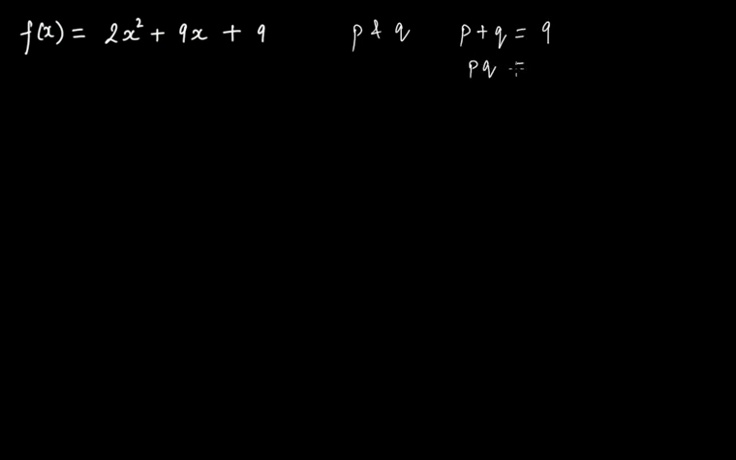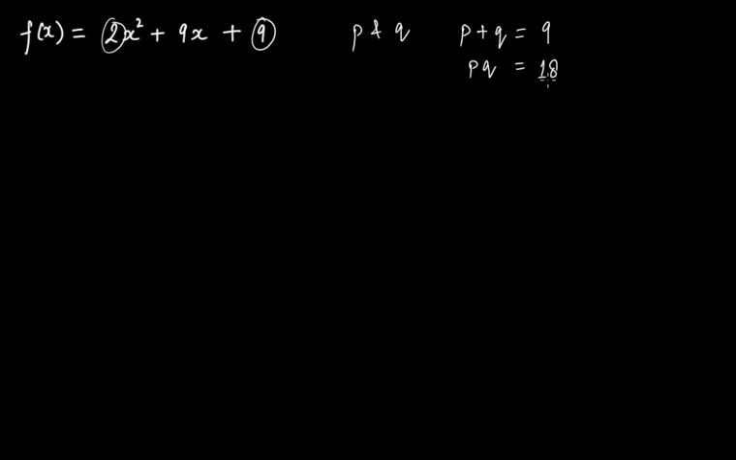Let's take one more example. f(x) is equal to 2x squared plus 9x plus 9. So again, let our two numbers be p and q, such that p plus q is equal to 9 and pq is equal to 9 multiplied by 2, that is 18.